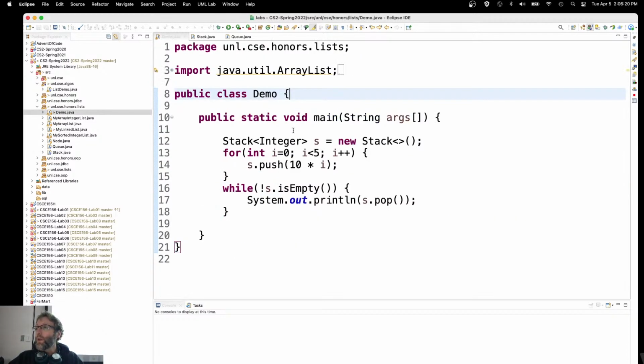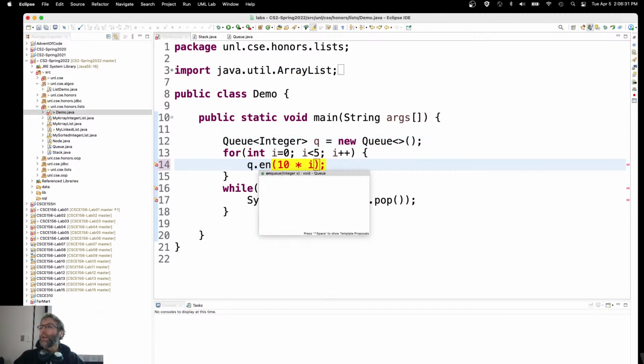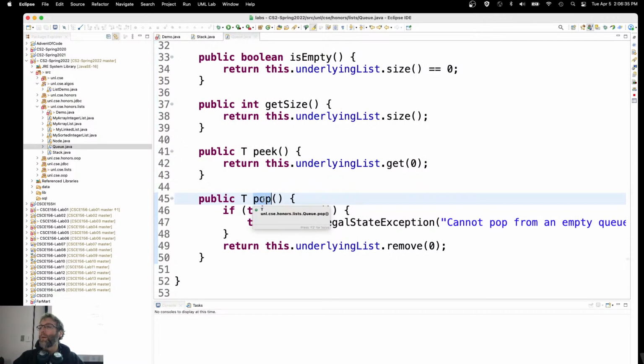Let's go ahead and make sure that it actually works here, though. So instead of a stack, I'll have a queue. I'll call it queue. Instead of pushing, I'm going to go ahead and say queue.enqueue. And did I rename it, by the way? No, I didn't rename it. It should have been dq. There we go.